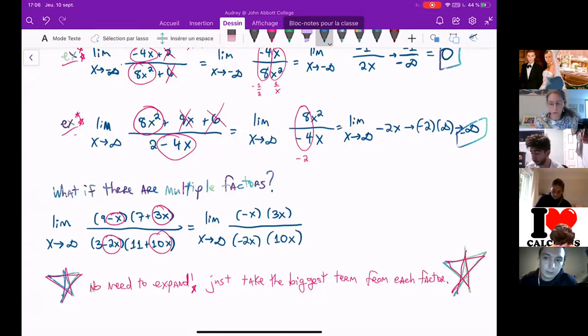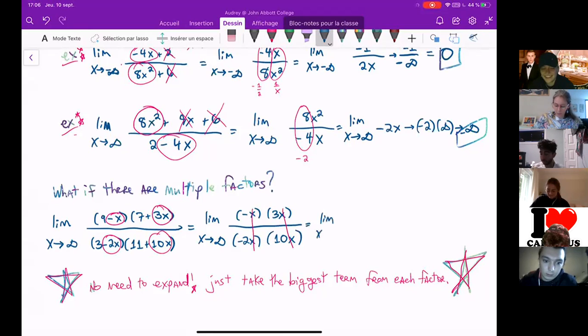Take a second, make sure you understand what I just did here. Ask questions if you have them. We're good. So guess what? X over x is equal to 1. And this gives me the limit as x approaches infinity of negative 3 over negative 20. So my answer is 3 over 20.